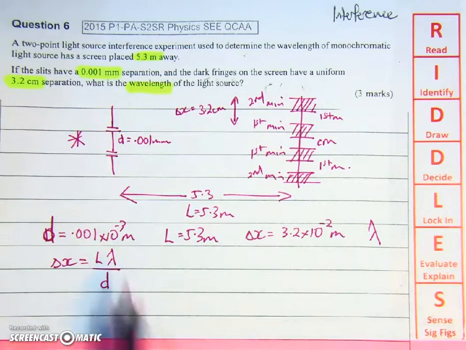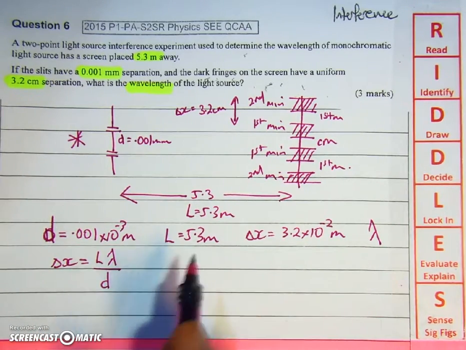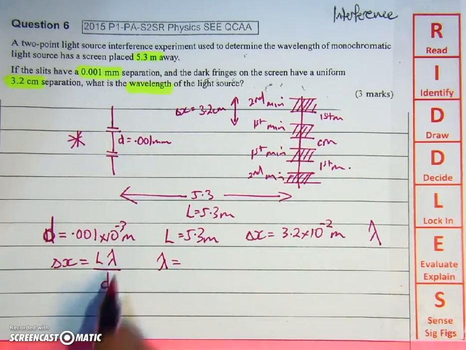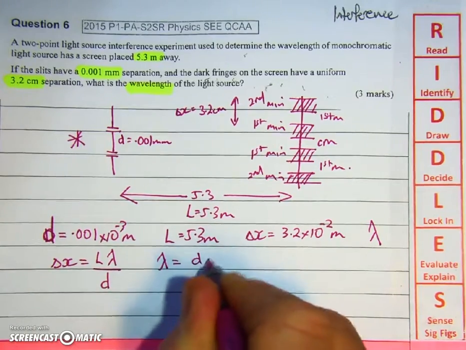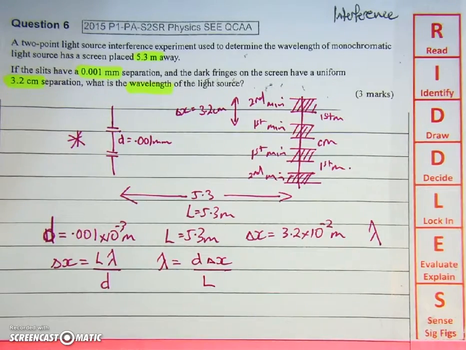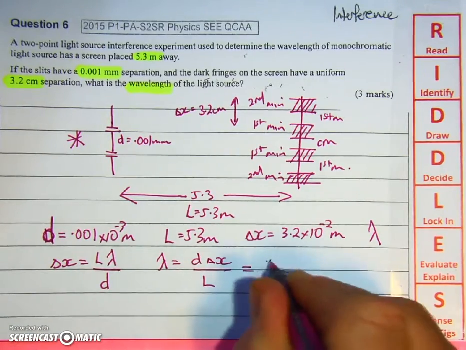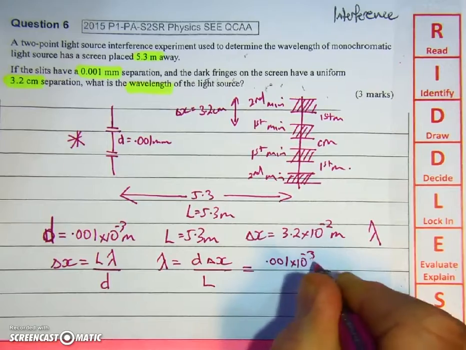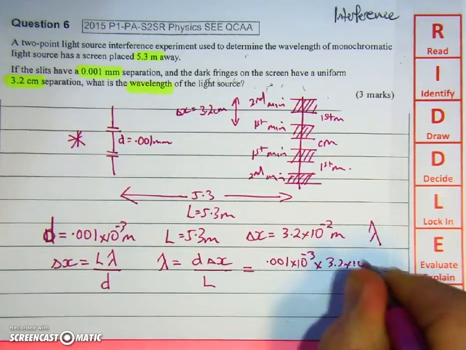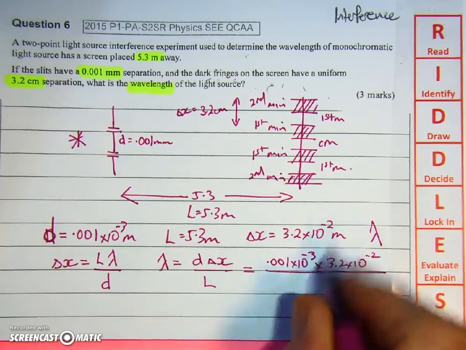Now, this particular formula has delta X as the main feature of it. We actually need to have lambda. So we need to transpose this equation to be lambda equals. So if we multiply both sides by D, we get D delta X on the top, and we divide both sides by L. So we get D delta X on L. Now we need to put our values in. Our D is 0.001 by 10 to the negative 3, we multiply that by our delta X value, 3.2 by 10 to the negative 2, and we divide that by our length. Our length is the distance our screen is away, which is 5.3.